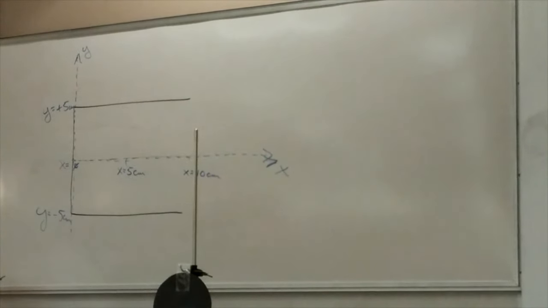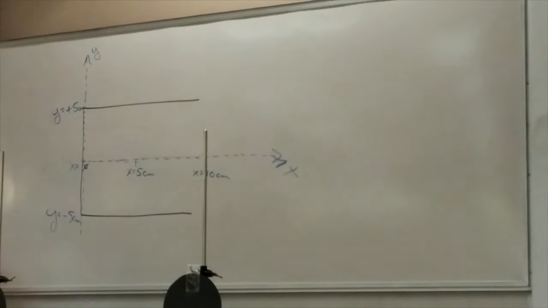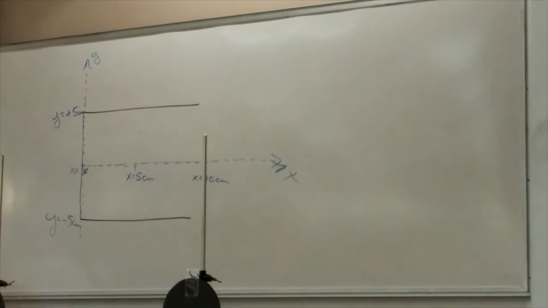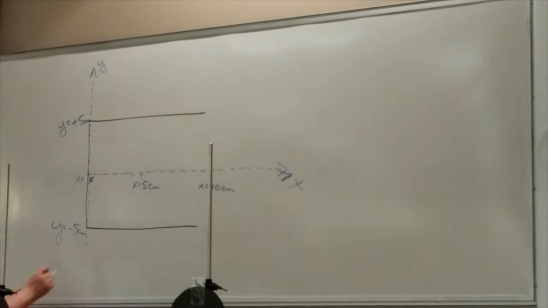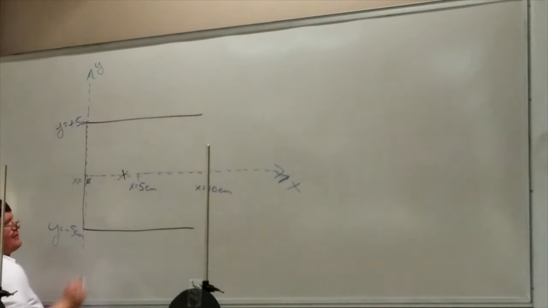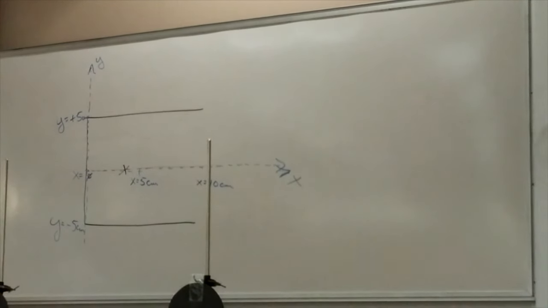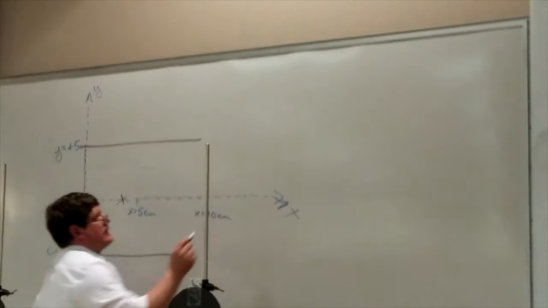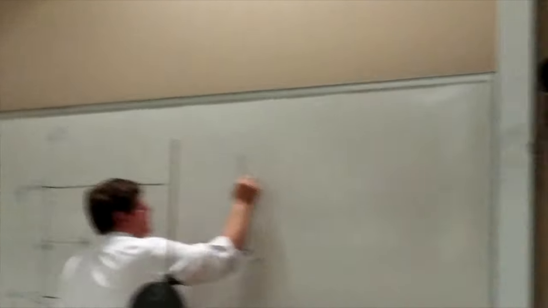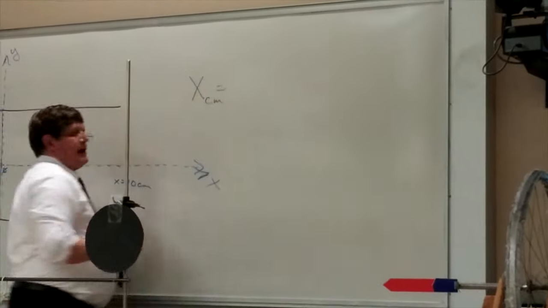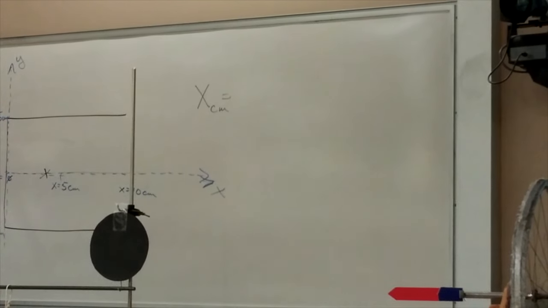Now, the question becomes, where is it in the x direction? And our gut tells us that it's got to be somewhere to the left of x equals 5 centimeters. But we would find that location by doing a weighted average.